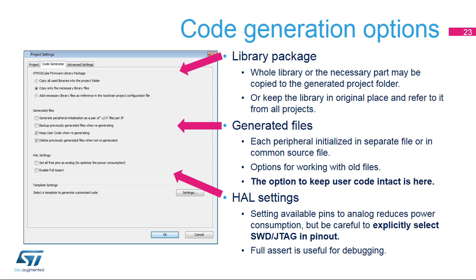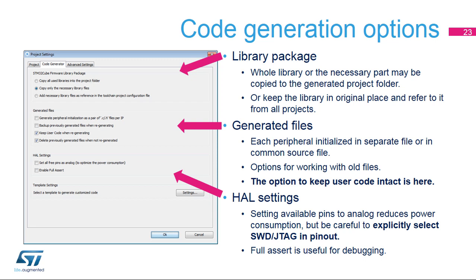It can also generate the initialization code for all peripherals together in the STM32FXXX_HAL_MSP.C file, or generate one file per peripheral. Options to backup or delete old files are a matter of the preferred workflow. Keep in mind that the options are tied to the regeneration function. This is also where the Keep User Code When Regenerating option is enabled.